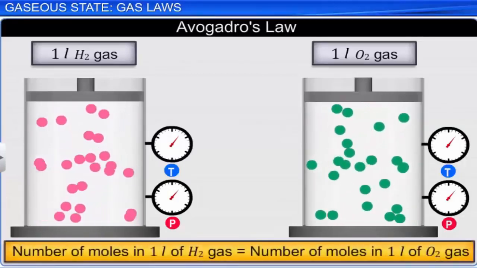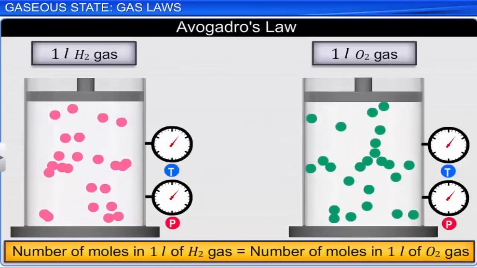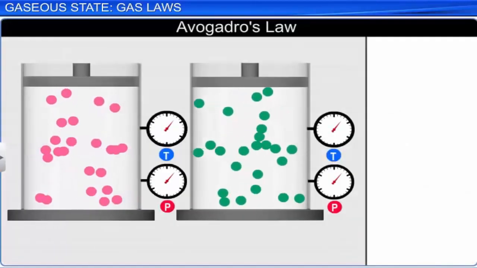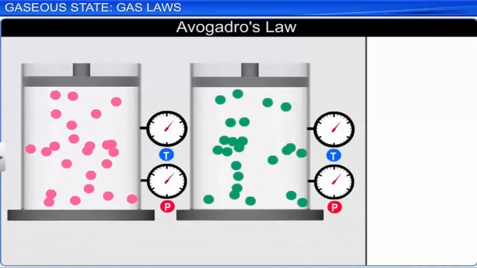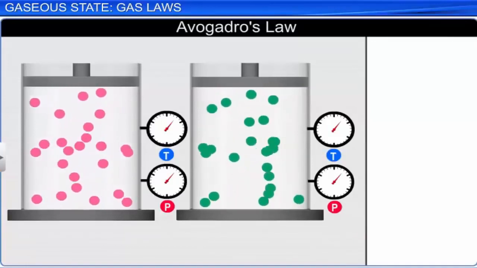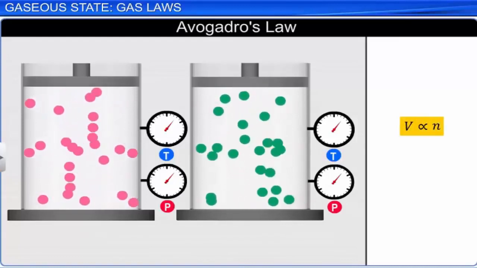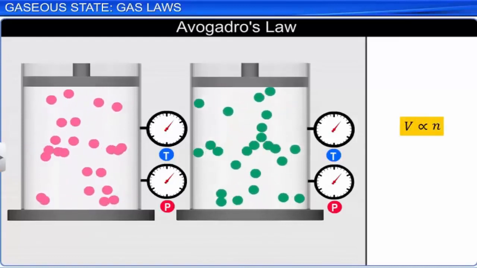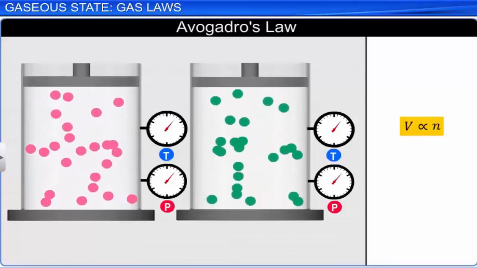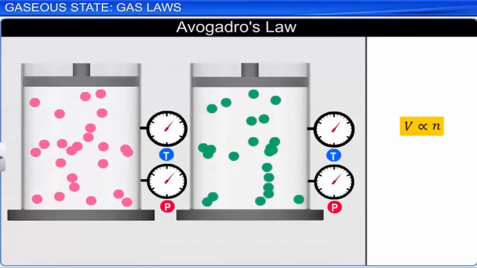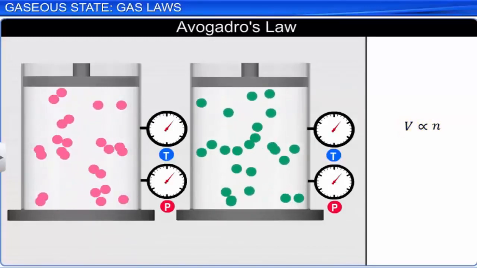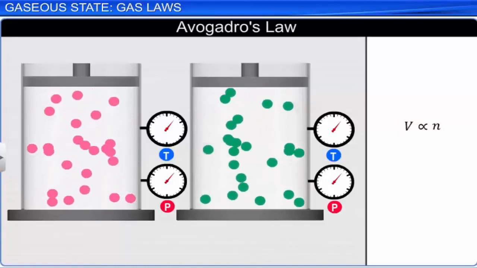Mathematically, Avogadro's law can be written as V is directly proportional to n, where V is the volume of the gas and n is the amount of gas or number of moles of the gas. Replacing the proportionality sign by the proportionality constant k, we get V is equal to nk.